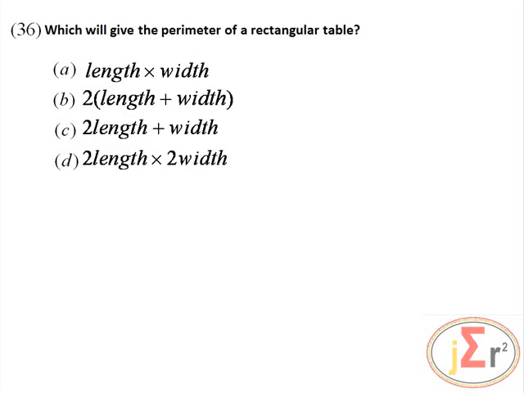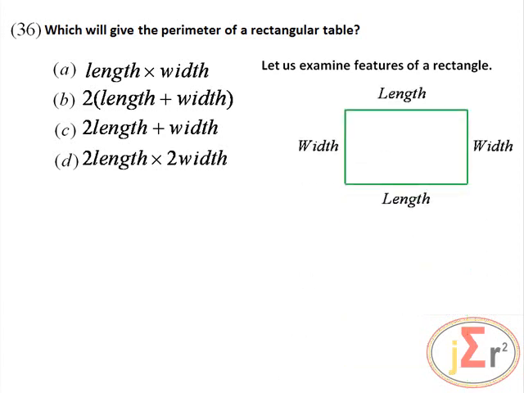Which will give the perimeter of a rectangular table. How do we know the perimeter? All right then, let us put a figure up there. So let us examine features of a rectangle. There we have our rectangle, and we need to find the perimeter. What does perimeter mean? The measurement around. The perimeter is related to words like periscope and periphery.